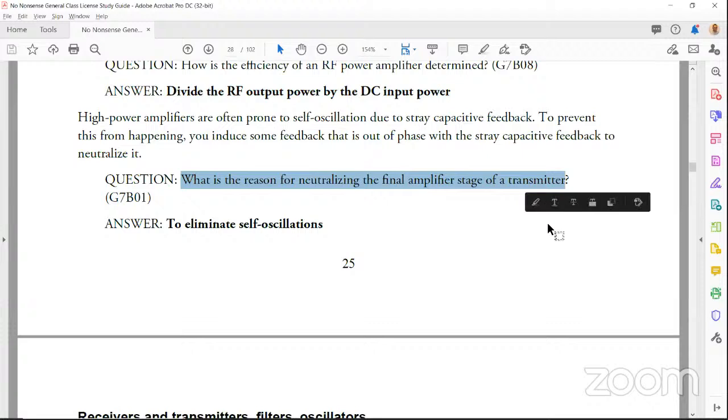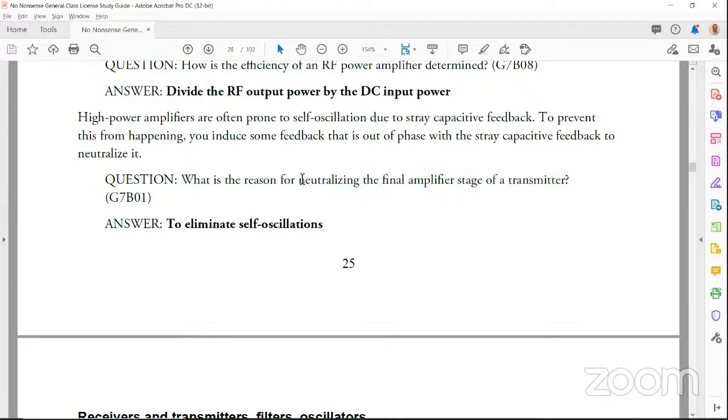Next question in the question pool. What is the reason for neutralizing the final amplifier stage of a transmitter? So let's just dissect this question. They're asking us for a reason. So in other words, why? What's the reason? But for what? For neutralizing the final amplifier stage of a transmitter.